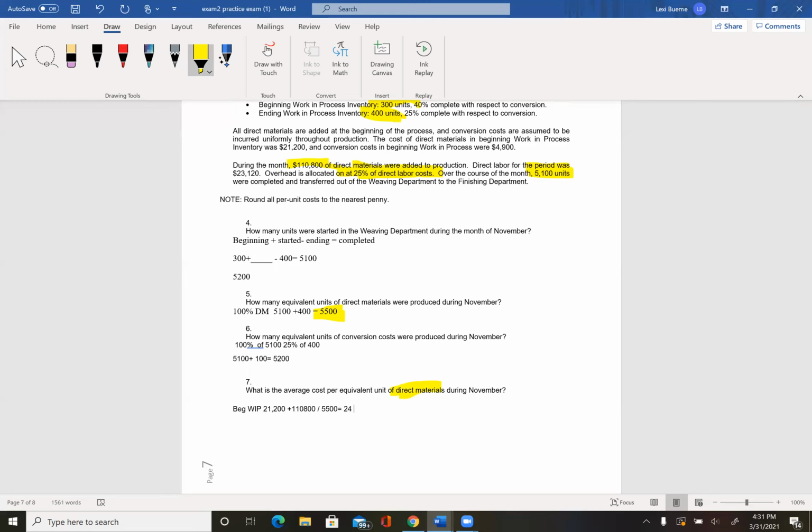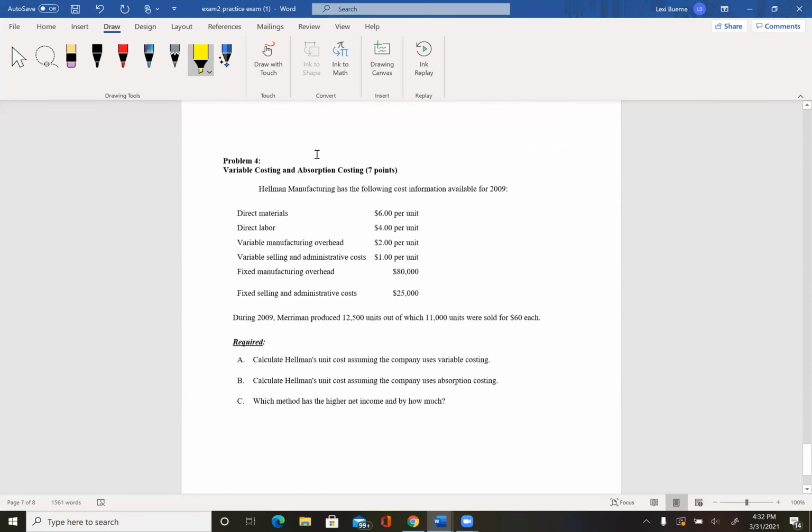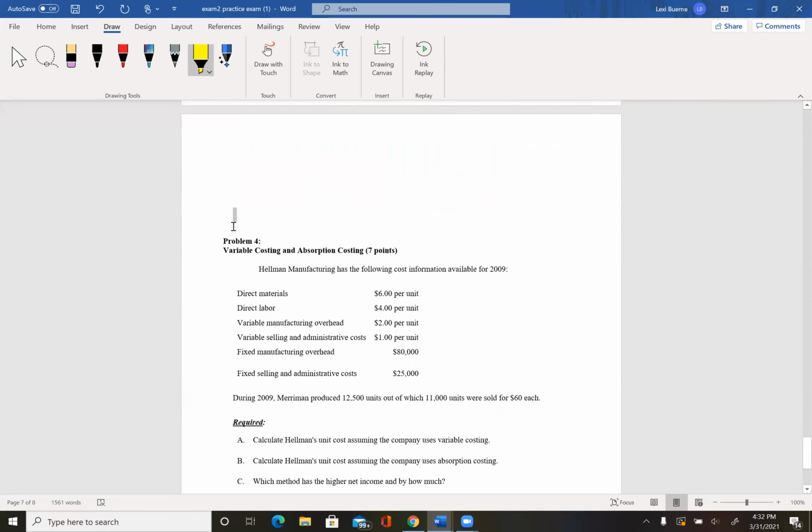So that's going to be the answer for the average cost per equivalent unit of the direct materials. All right, so then we can move on to number 4, which is variable and absorption costing.